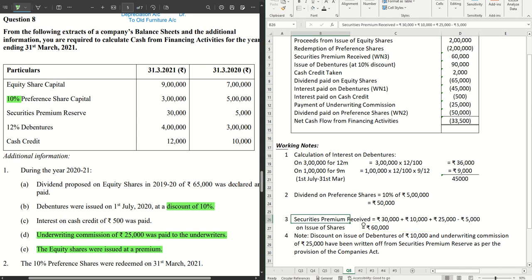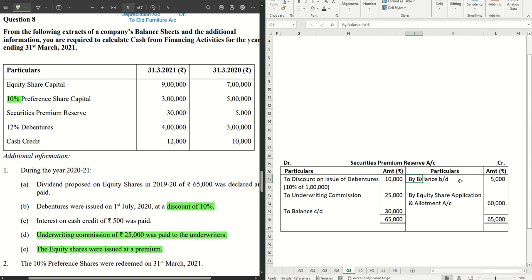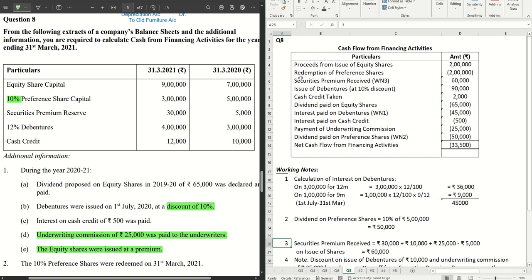Now to better understand this, you guys can prepare a ledger account as well, like this. So you write the opening balance here, 5,000, the closing balance 30,000, 10,000 discount on issue of debentures written off, 25,000 underwriting commission written off. So the balancing figure is your premium on issue of shares. If this is easy for you, you can do it this way. However, conceptually, if you're clear, you should be able to do it in any of the one ways here. All right, so we write here securities premium received 60,000. Okay, so securities premium is done as well.